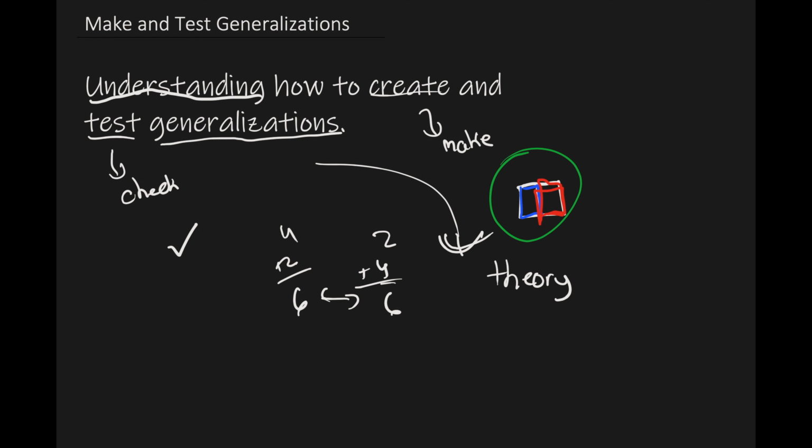So, step 1, what did I do? I created a generalization saying that any square cut in half is a rectangle. I tested it, and I came to the conclusion that my generalization is true. Some generalizations might be false. Let's go ahead and get started.